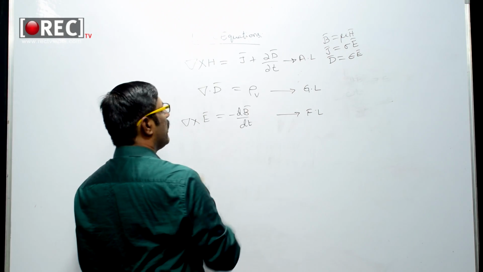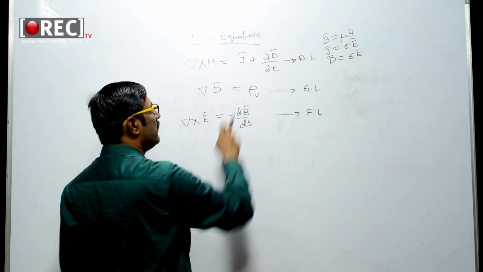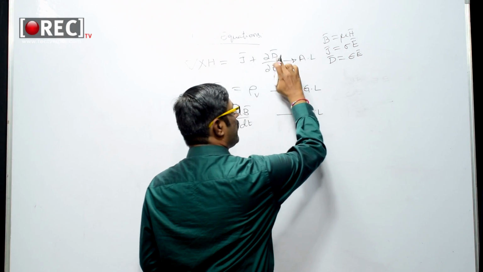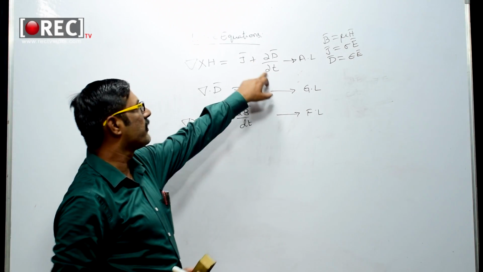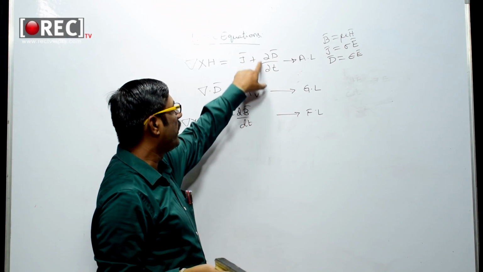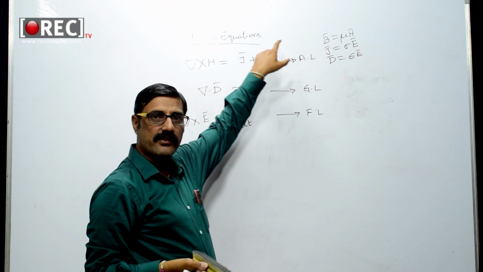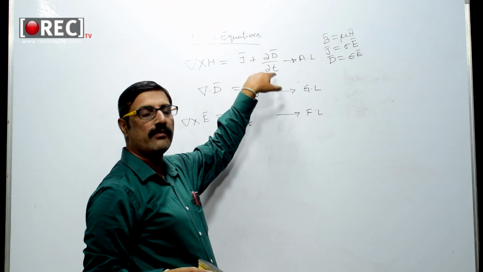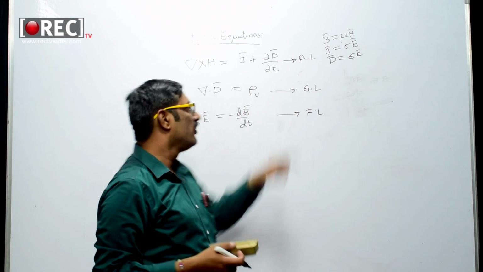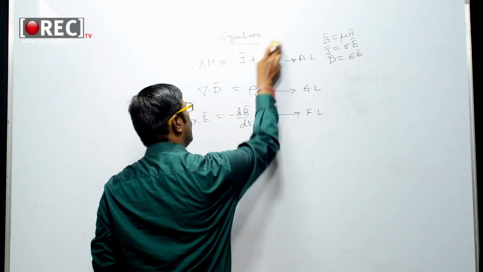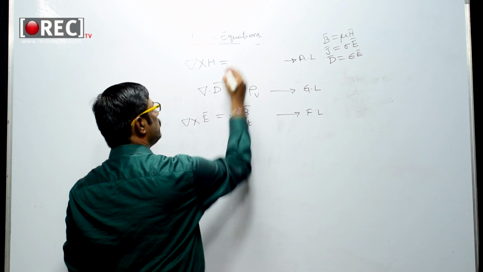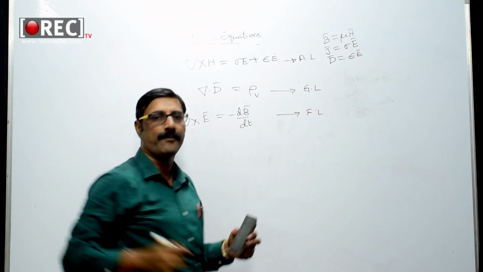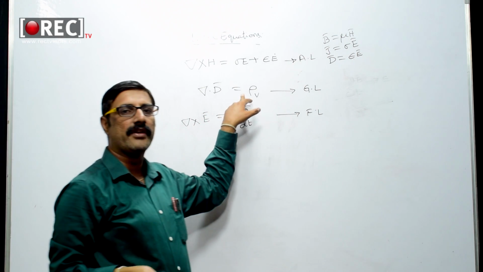J bar can be replaced with sigma E, and dou D bar by dou t can be replaced with dou by dou t of epsilon into E, since D bar is epsilon into E bar. And since epsilon is a constant, I can take epsilon out. So the exact replacement of this term becomes epsilon into E dot. The same equation I can write simply as J bar is sigma E plus epsilon into E dot. Next, we don't have any replacement for rho V.